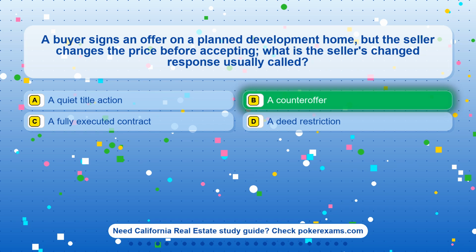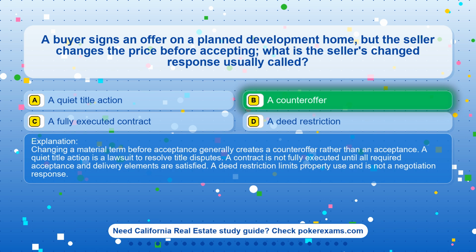The correct answer is option B. A counteroffer. Changing a material term before acceptance generally creates a counteroffer rather than an acceptance. A quiet title action is a lawsuit to resolve title disputes. A contract is not fully executed until all required acceptance and delivery elements are satisfied. A deed restriction limits property use and is not a negotiation response.